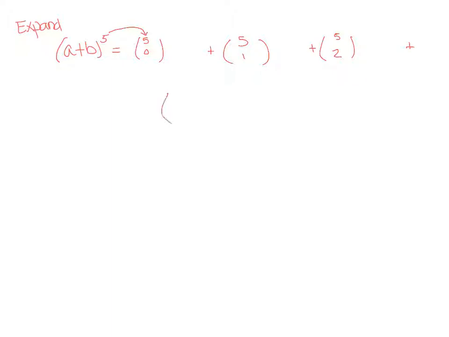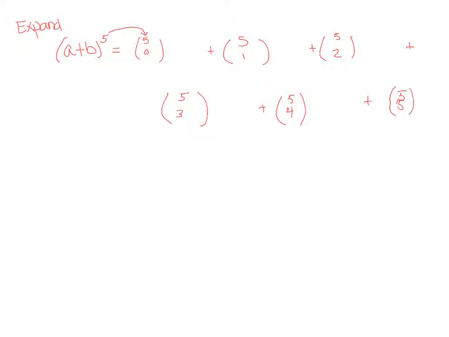Okay, I'll go to the next row. So we've got 5 again, plus 5 again. So this is going to be 3. This one will be 5, 4. And the last one's going to be 5, 5.